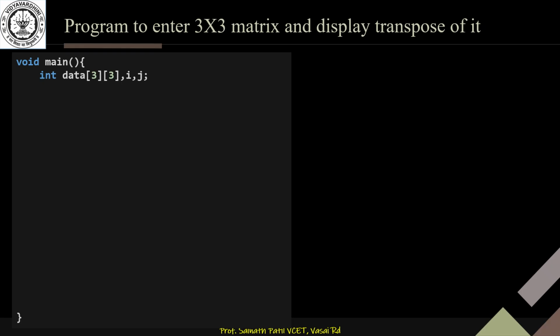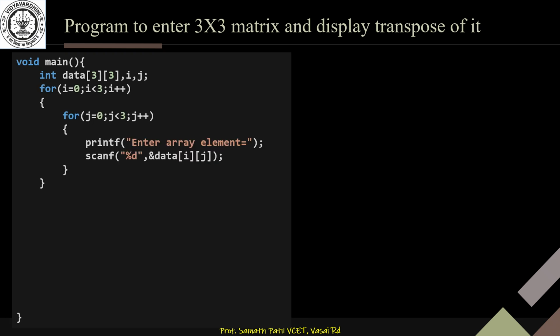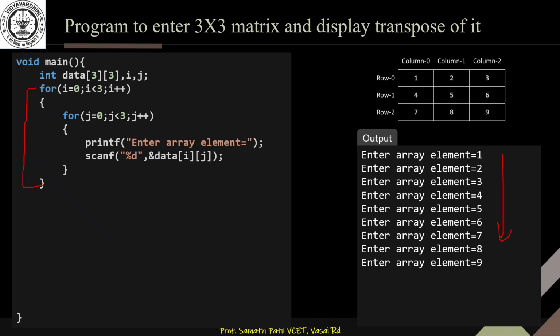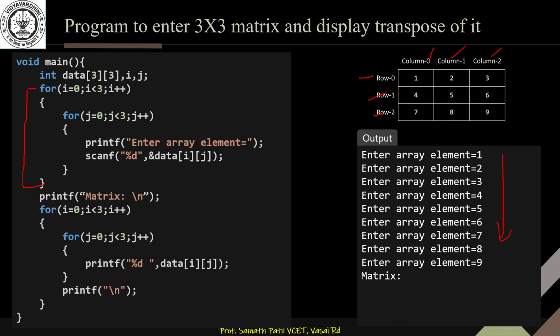Now we will write one more program similar to the previous one, a program to enter a 3 by 3 matrix through the keyboard and display its transpose. The program is the same: nested for loops to enter matrix elements. Here we have to enter 9 elements. It will be stored like this: row 0, row 1, row 2, column 0, column 1, column 2 format. Now to display that matrix, again a nested for loop similar to the previous one will be used, and it will display the matrix as we entered it, in as-it-is format.